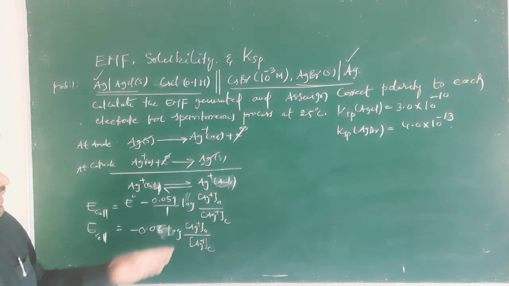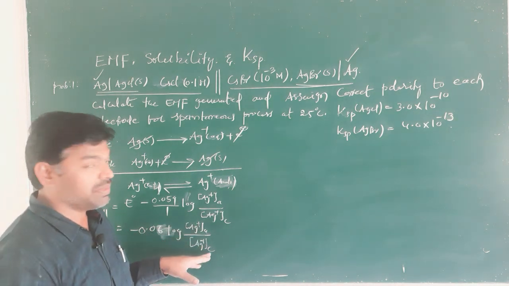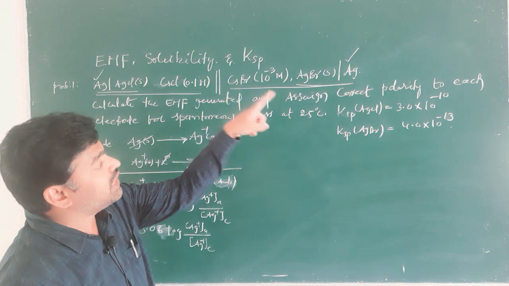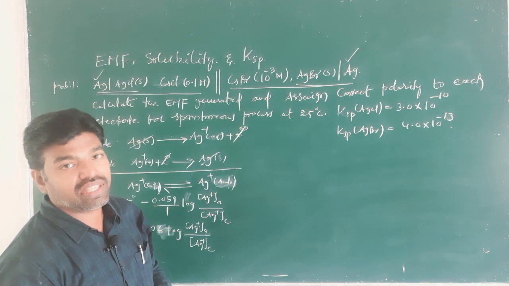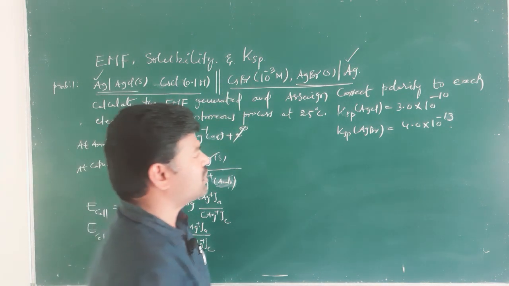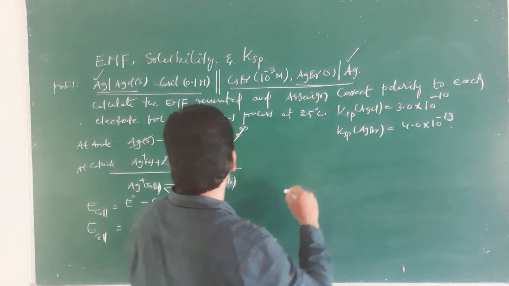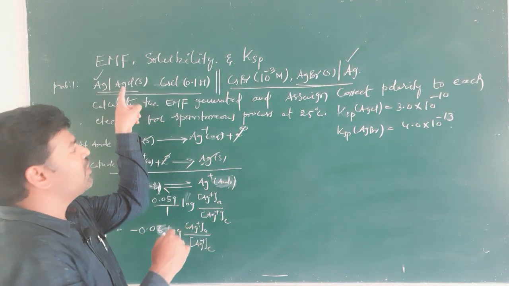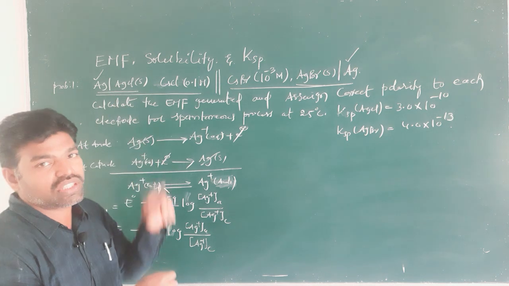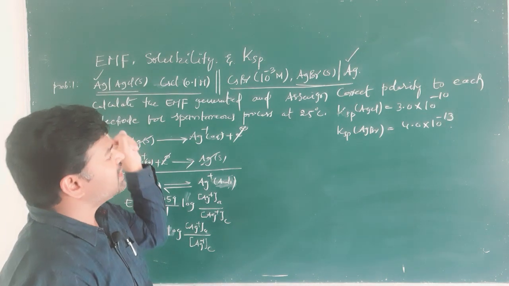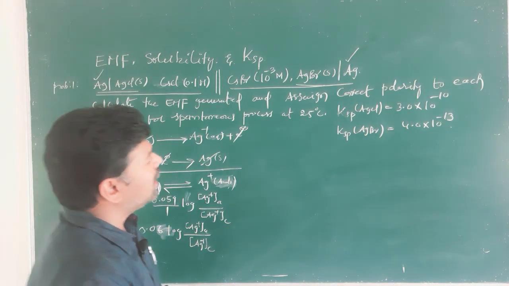How can we get the concentration of Ag plus at the anode and at the cathode? They gave the solubility product values, that is, the Ksp of AgCl. First we calculate the Ag plus concentration at the anode. What is the solubility product at the anode?